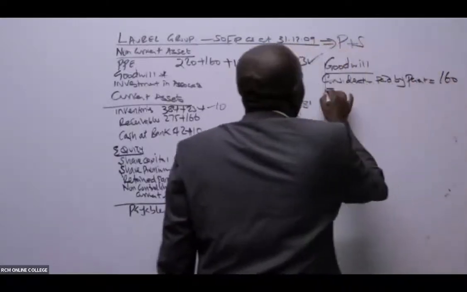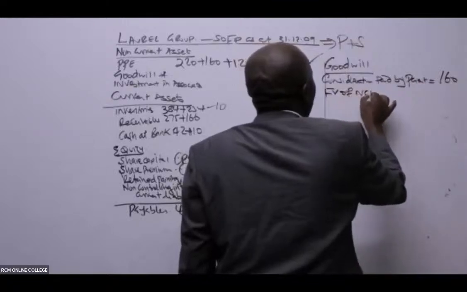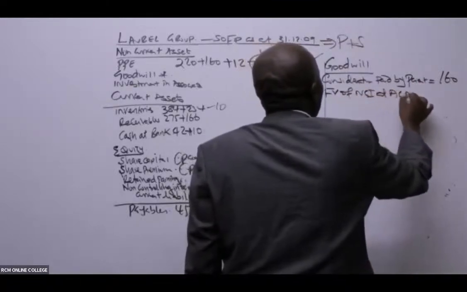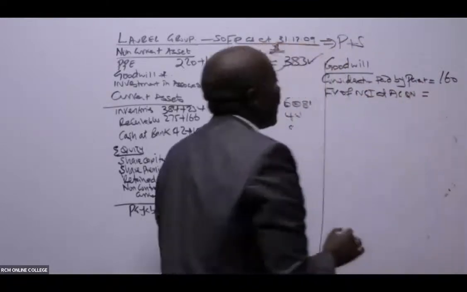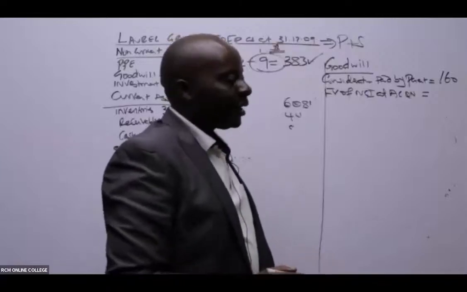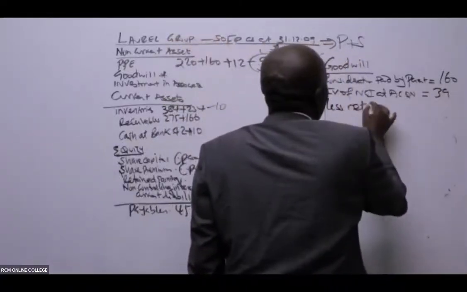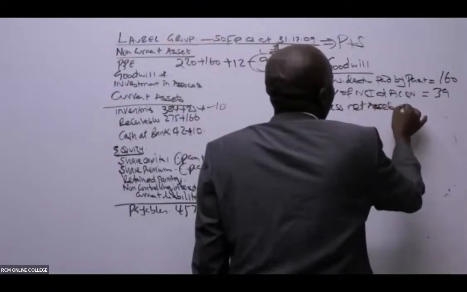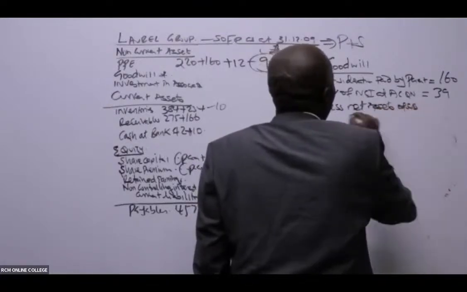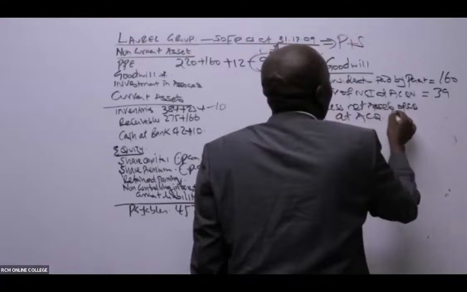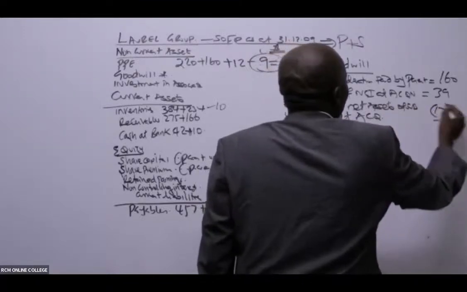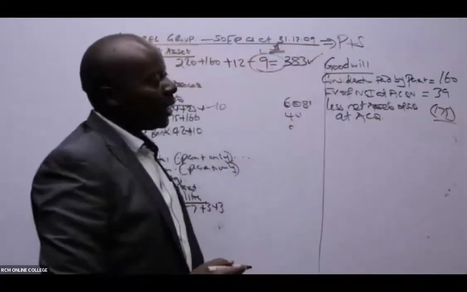And then we have fair value of NCI, not at reporting, but at acquisition. Fair value of NCI at acquisition, what do we have there? 39. And then we less, in this case here, net assets of the sub at acquisition. Do you remember that figure of 175?